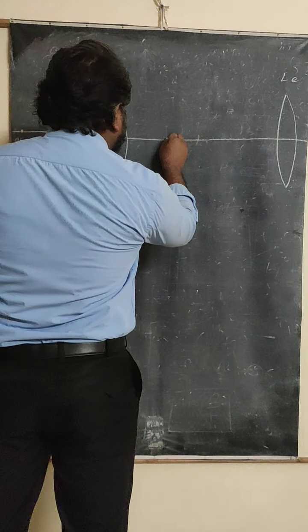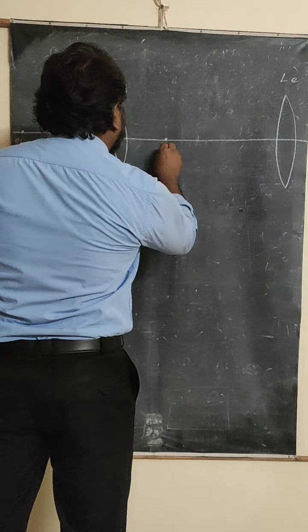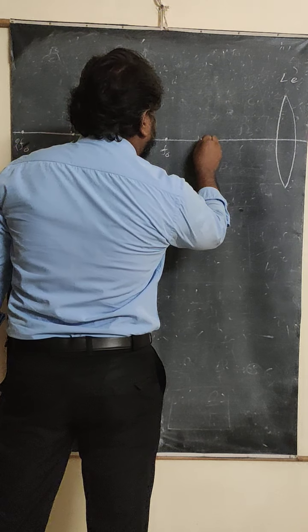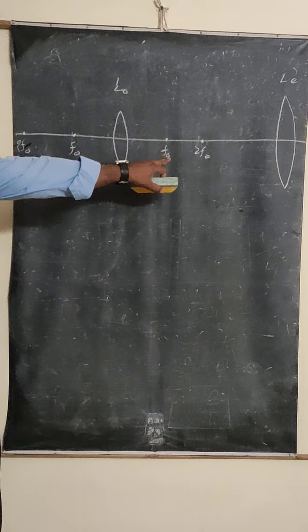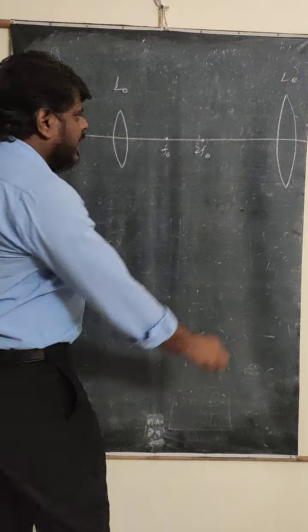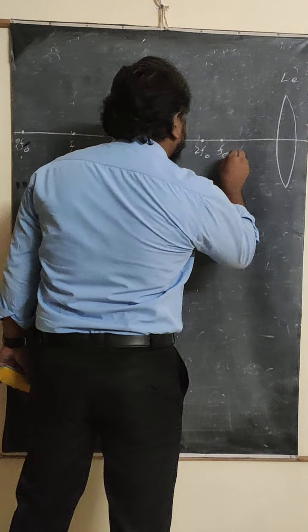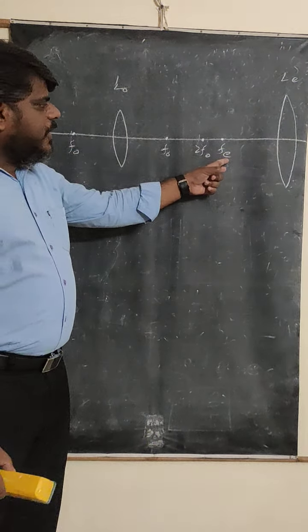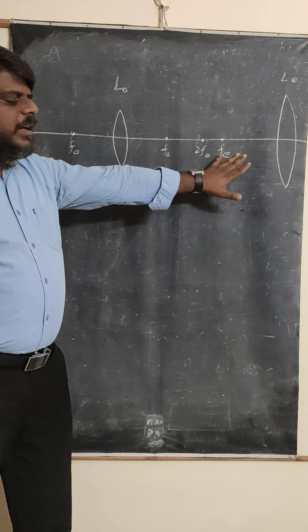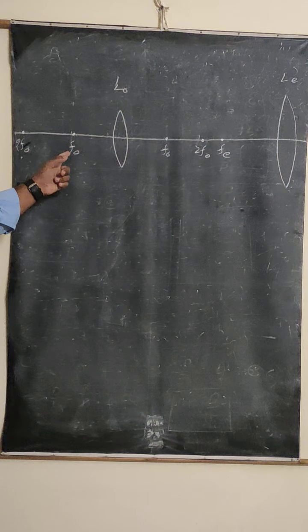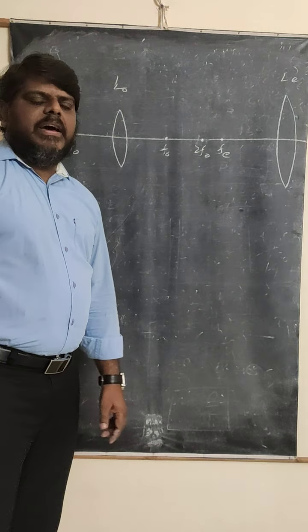As usual, when you refer to the right side also, this point will be F0 and this point will be 2F0. And here the point we take as FE. What does FE represent? The focal length of the eye lens is represented by FE. The focal length of the objective lens is represented by F0. These are the points you are going to locate here.